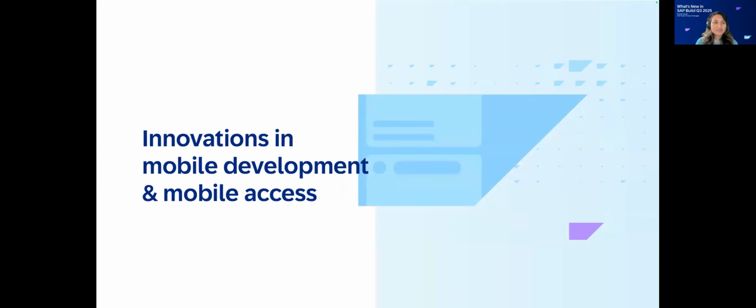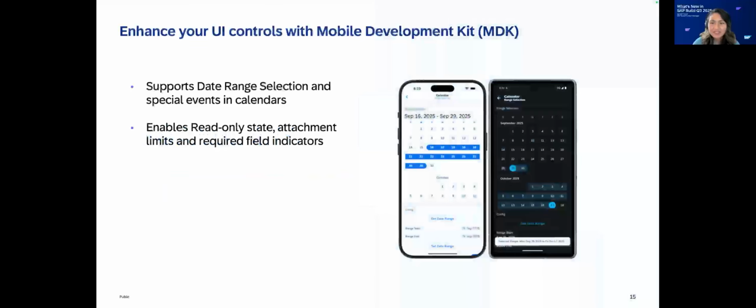Okay, so this has covered some of our latest innovations in app dev and automation. Now I will share some of the latest innovations in mobile. And before we get to Mobile Start, I would just share a few developments around mobile development. For the SDK, they've released their latest version with several updates to UI controls. For example, now it's possible to support date range selection and special event indicators in the calendar selection. Developers can also enable a read-only state, attachment limits, and required field indicators for forms.